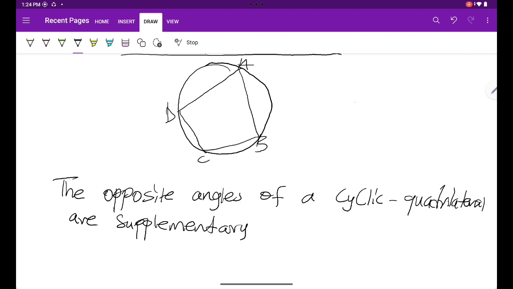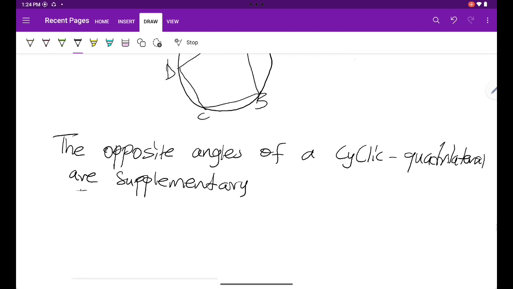Note that this theorem, you may be asked to complete it. So they may give you these words. They may say to you, complete: the opposite angles of a cyclic quadrilateral are... So be careful not to say equal, because don't be tempted to say equal. They are not necessarily equal, but they are supplementary.